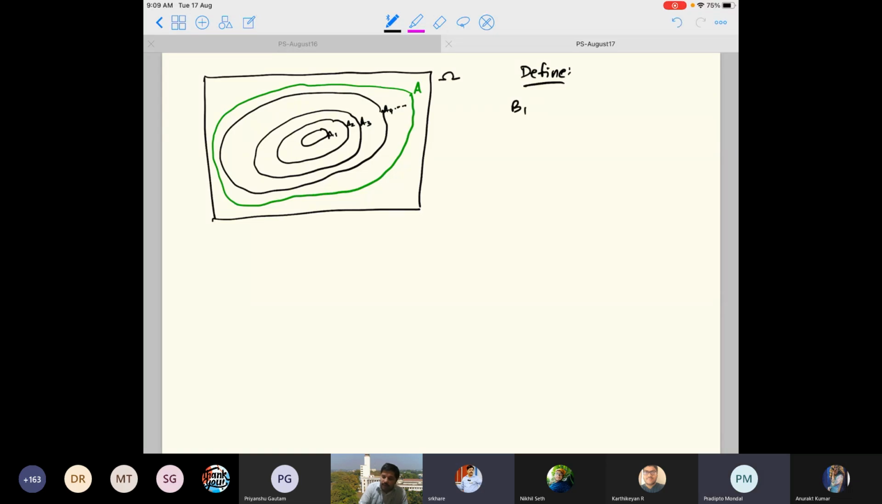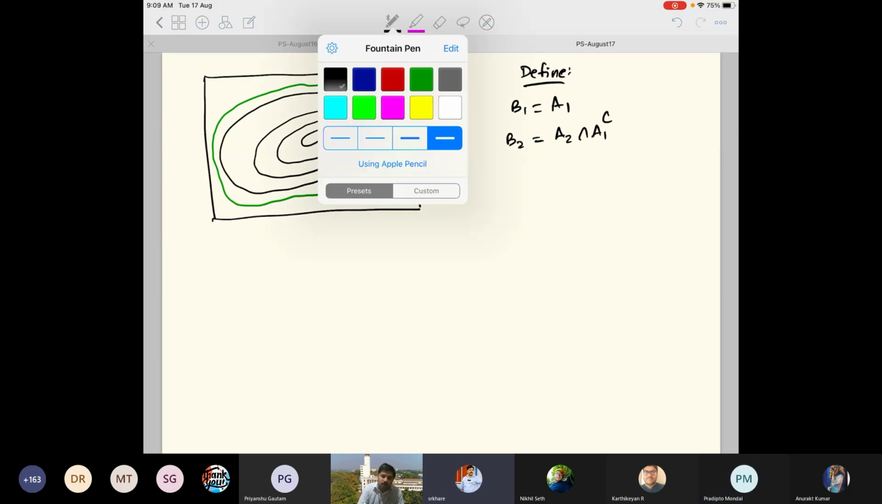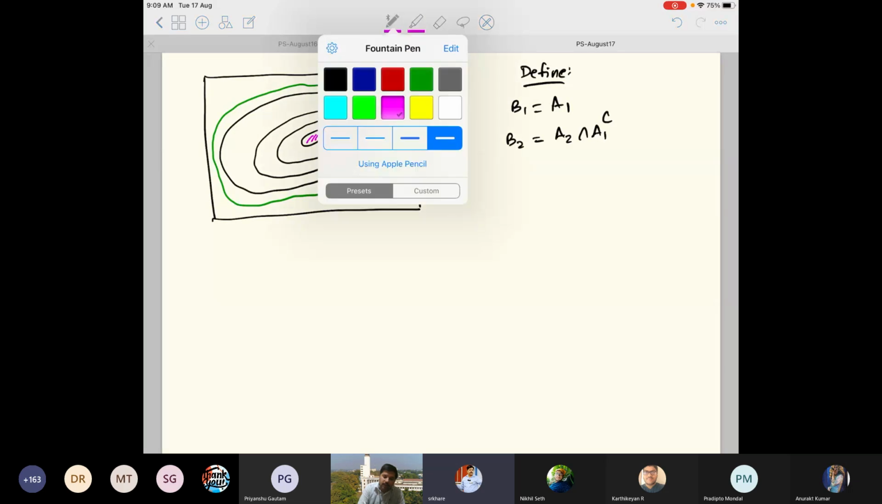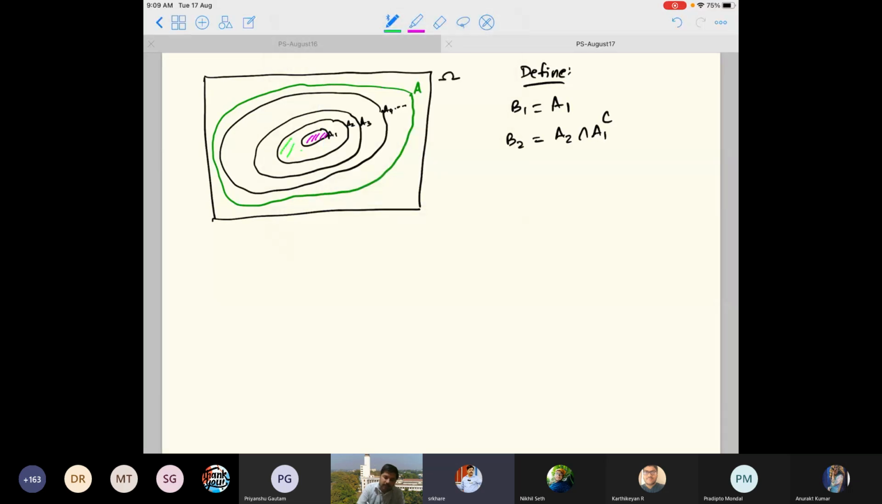The way I will do it is I'll define B1 to be equal to A1. Then what will be my B2? A2 intersection A1 complement. Correct. So what I am doing is, I have this particular set A1, and my B2 is basically this set, this ring. Then what will be my B3? From the figure it is now clear. This will be the ring marked by this blue. And then B4 will be this, right?